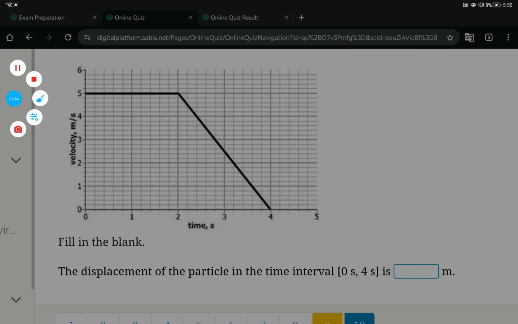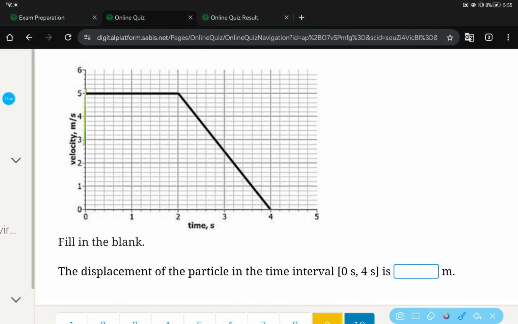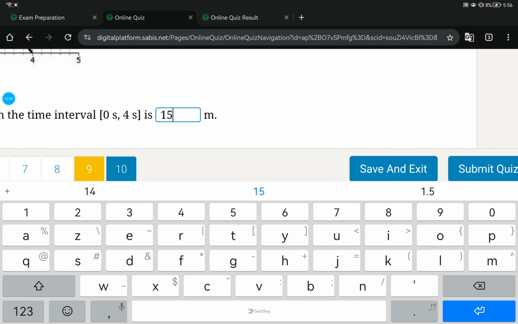Hold on, let me draw that better. Okay, so here we need to find it when it's, so we can split this into two shapes. This is a rectangle, so length times width, so 5 times 2, which is 10. And then for the triangle, length times width over 2, so 5 times 2, which is 10 over 2, you get 5, that means your displacement is 15.